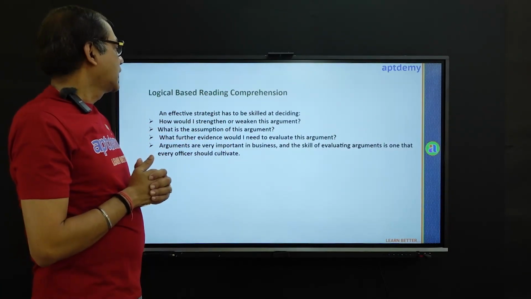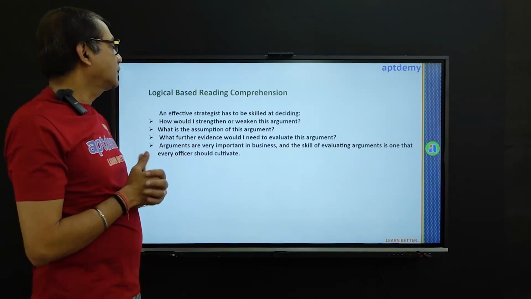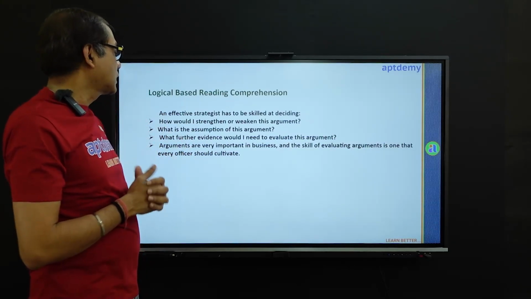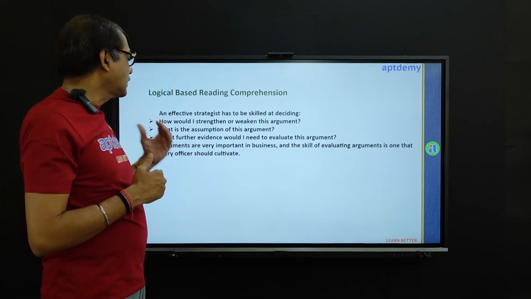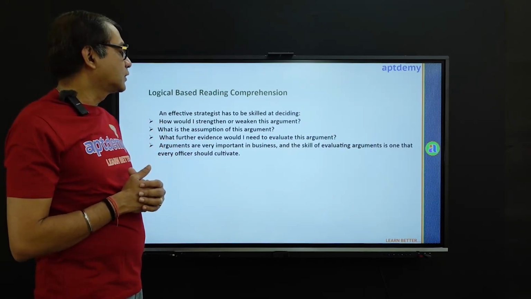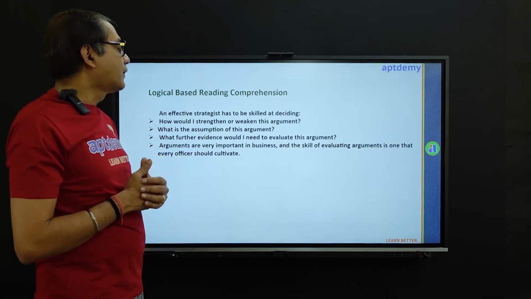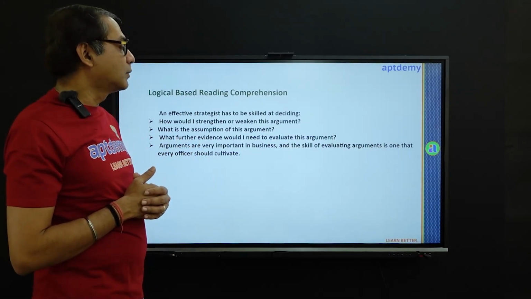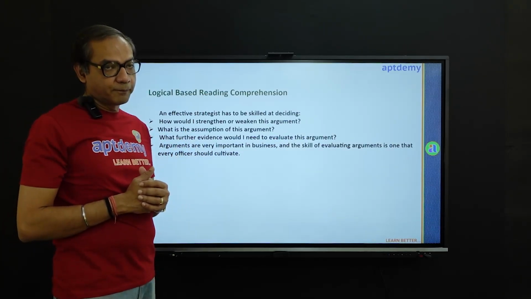So what are the things that we can expect in this particular section? An effective strategist has to be skilled at deciding, first and foremost, how would I strengthen or weaken this argument? What is the assumption of this argument? What further evidence would I need to evaluate this argument? Arguments are very important in business, and the skill of evaluating arguments is one that every officer should cultivate.